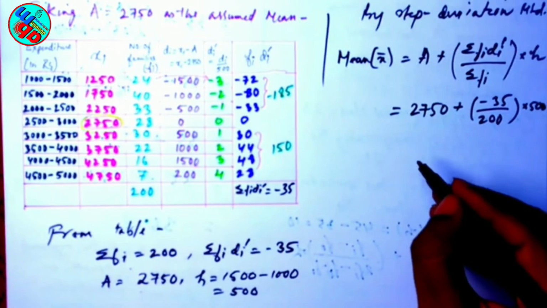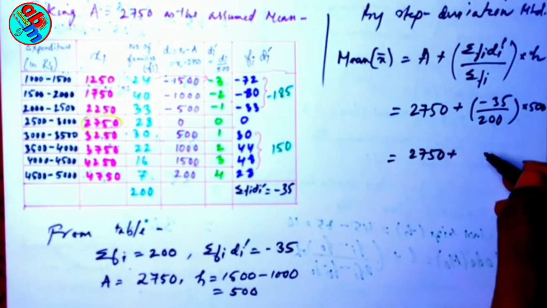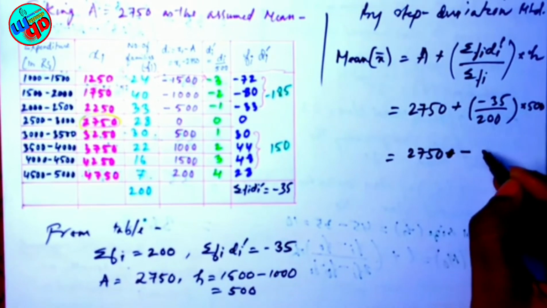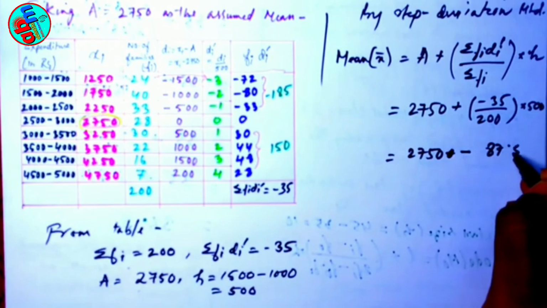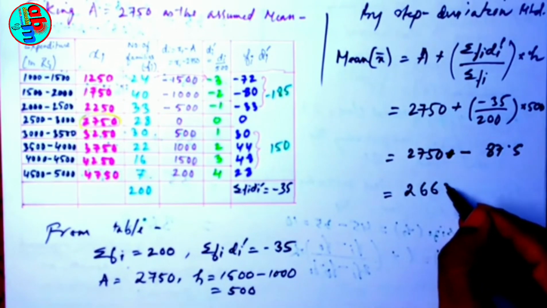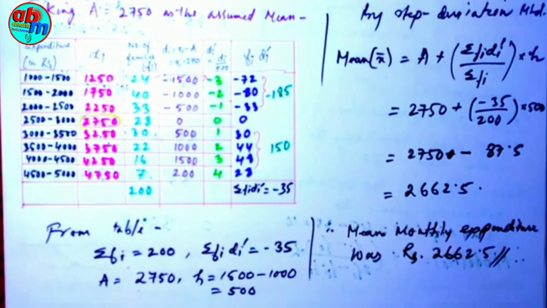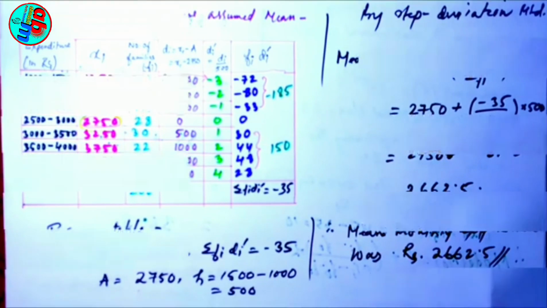So this will be equal to 2750. After calculation, plus into minus is minus, so it is 87.5. So after calculation we will have 2662.5. Therefore, the mean monthly expenditure was rupees 2662.50. This is our answer.